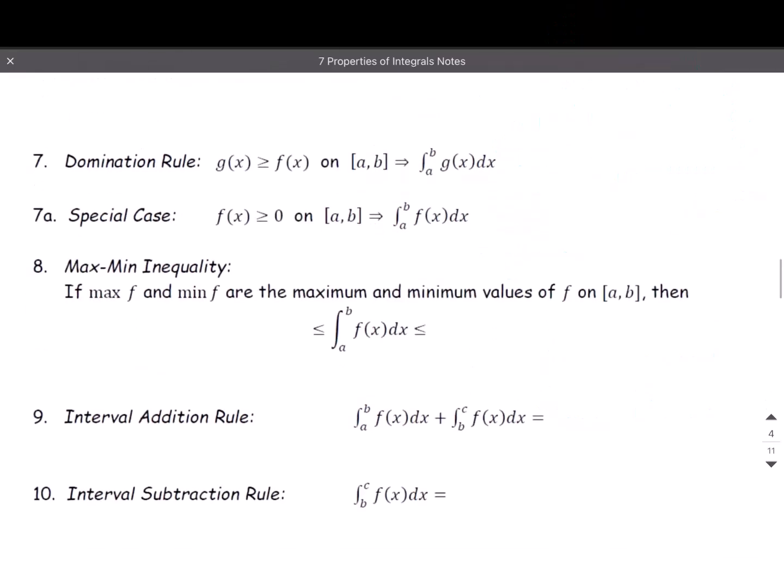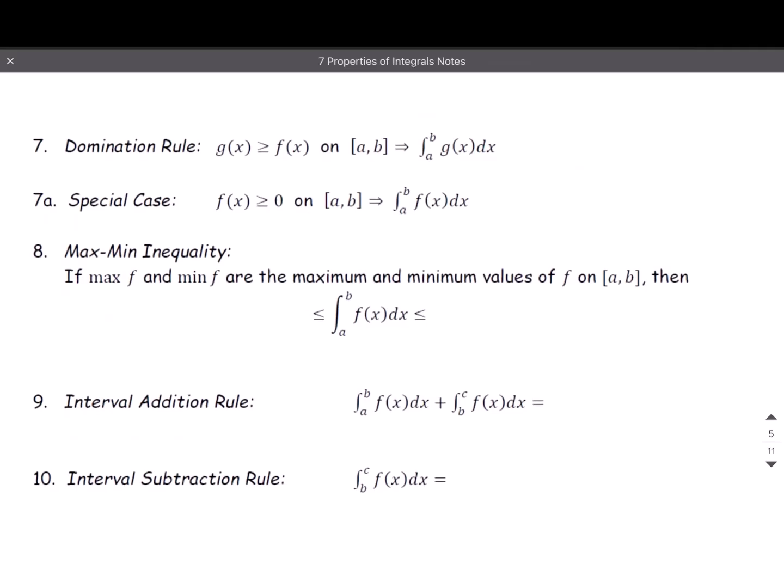Awesome. Now, there is something called the domination rule, which says that if g of x is always greater than or equal to f of x on the closed interval from a to b, then it makes sense that the area under the curve g of x is going to be always greater than or equal to the area under the curve of f of x. So the integral from a to b of g of x dx is greater than or equal to the integral from a to b of f of x dx. Now there's a special case of that. If f of x is always positive, then the integral from a to b of f of x dx is always positive or 0. Okay?